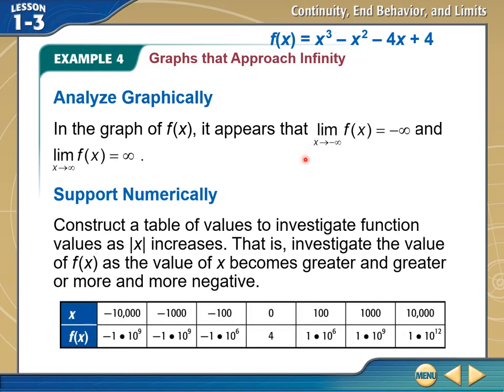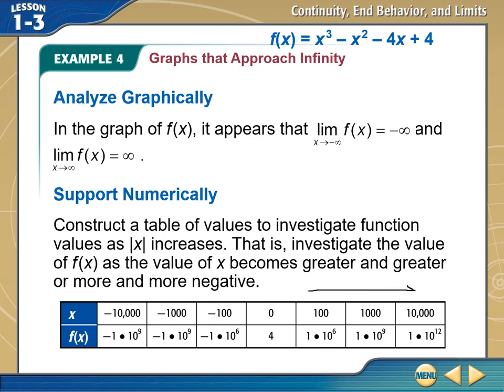So to support numerically, we are going to use our function to substitute in all the x's. How will we support numerically? Construct a table of values to investigate function values as absolute value of x increases. That is, investigate the values of f of x as the values of x become greater and greater, or more negative and more negative. What do we do here? We are going to try numbers. For example, I'm going to put 0 in the middle.